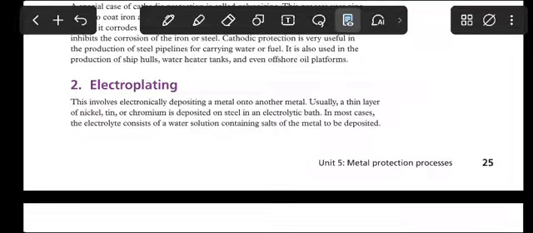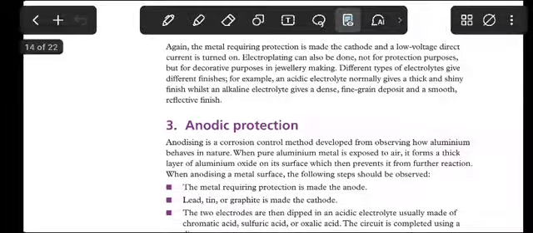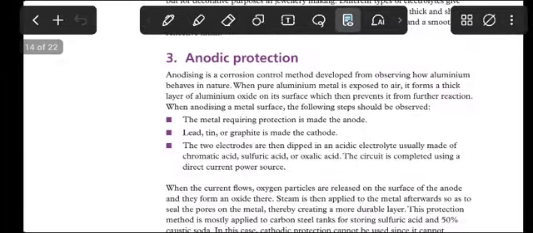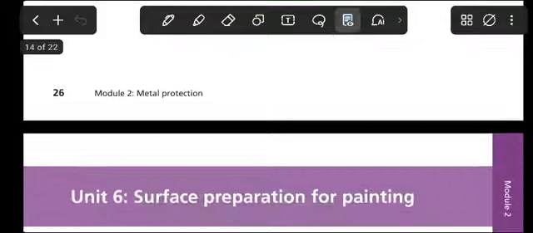Electroplating involves electrically depositing metal onto another metal. Right, electroplating, you must know this. Anode protection: the metal requiring protection is made the anode. Or this thing, guys, phosphate, you must know that, guys.